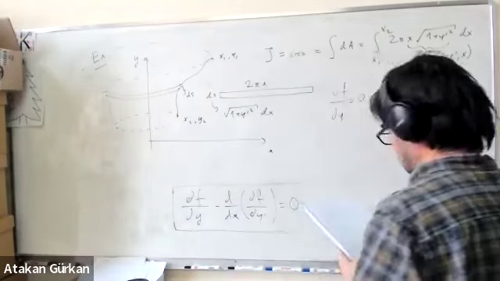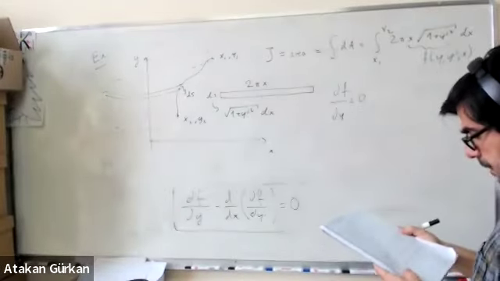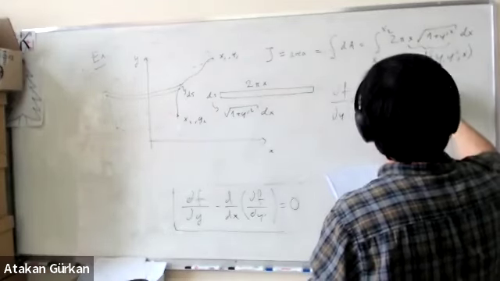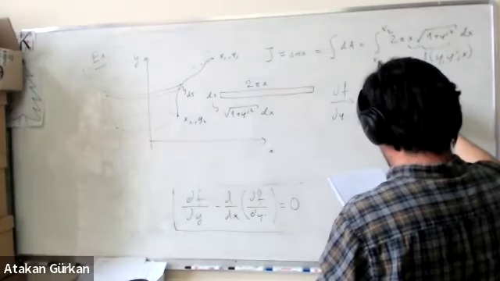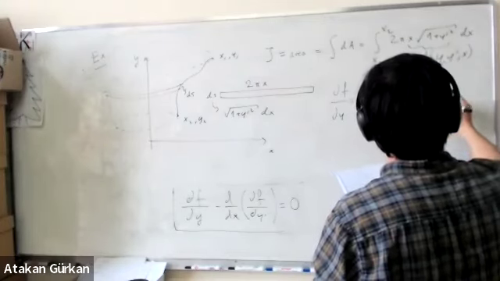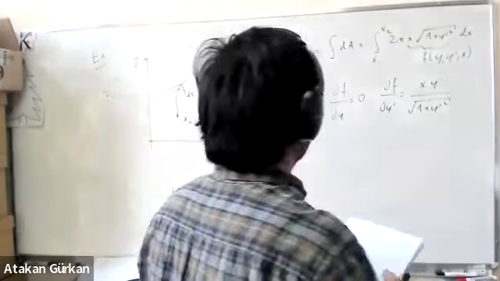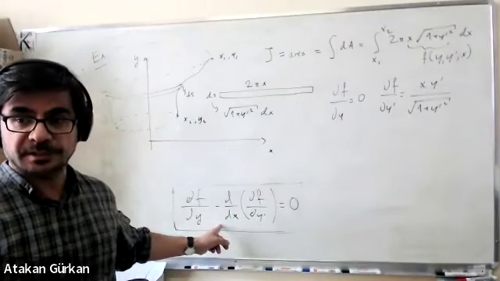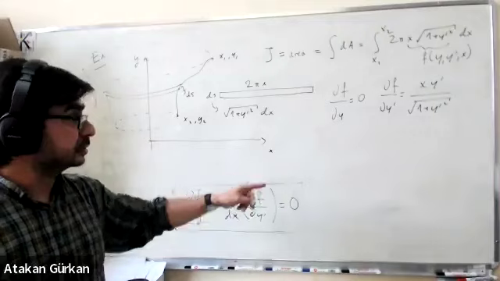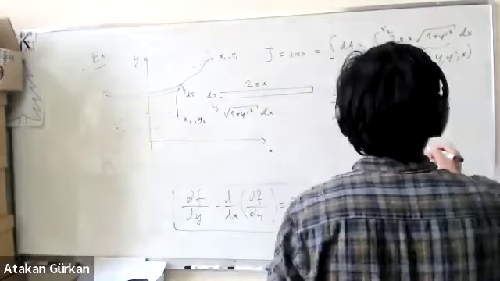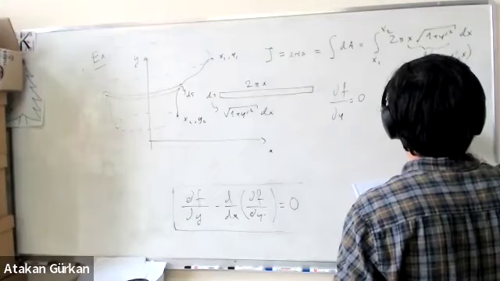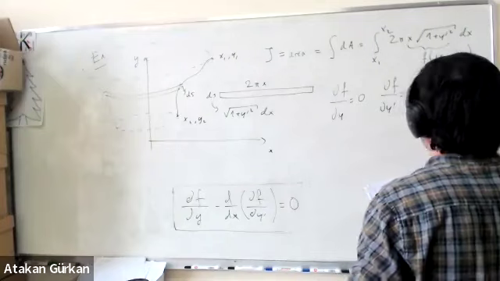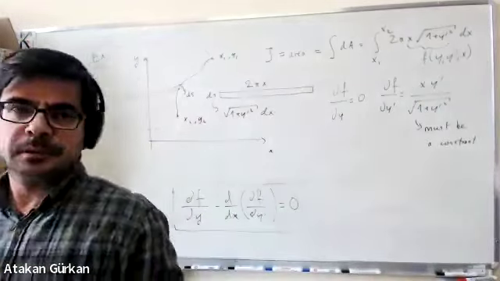So this is a cyclic, or ignorable, coordinate. And ∂f/∂y' is x y' / sqrt(1 + y'^2). When you substitute this, you see that the derivative with respect to x is a constant, is 0. So this thing must be a constant. This is the same thing that happens again and again.